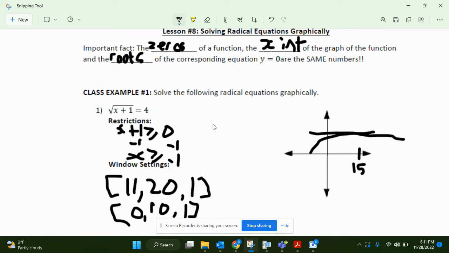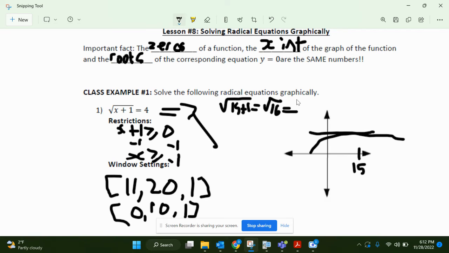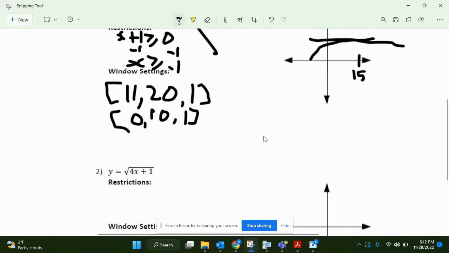So that's the first one there. And we could just check if it works. Of course, if we let x equal 15, then we're going to have 15 plus 1, which is equal to the square root of 16, which is equal to 4. Okay, so the check works out good.